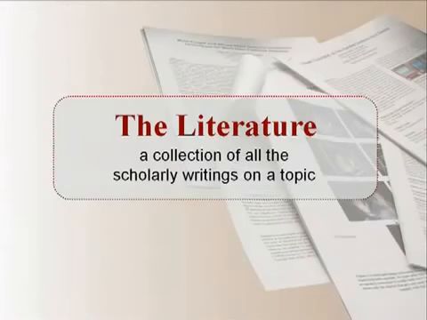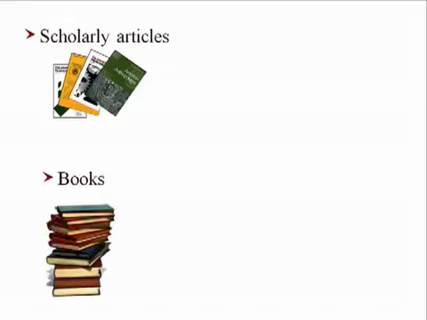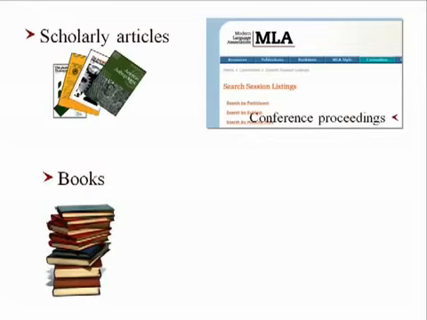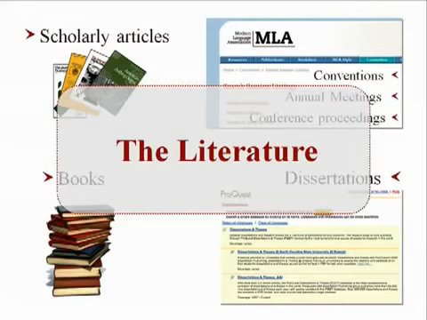A good definition of the literature is that it is a collection of all the scholarly writings on a topic. These writings can be in the form of scholarly, peer-reviewed articles, books, and other sources like conference proceedings. These may be called annual meetings or conventions. The literature also includes dissertations written by other graduate students. Collectively, these make up the literature.